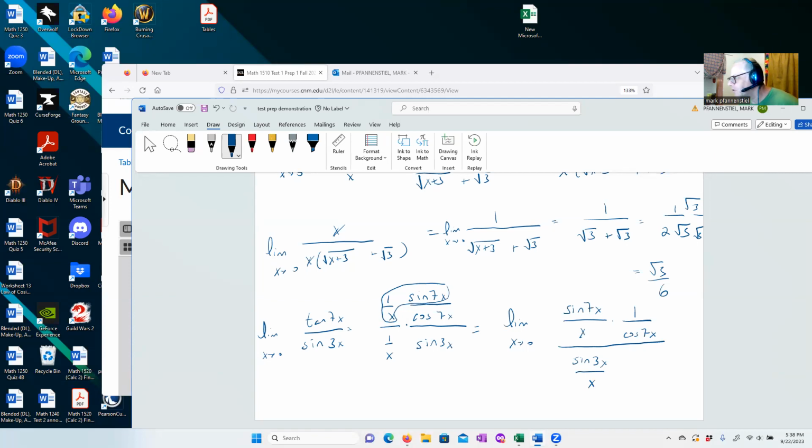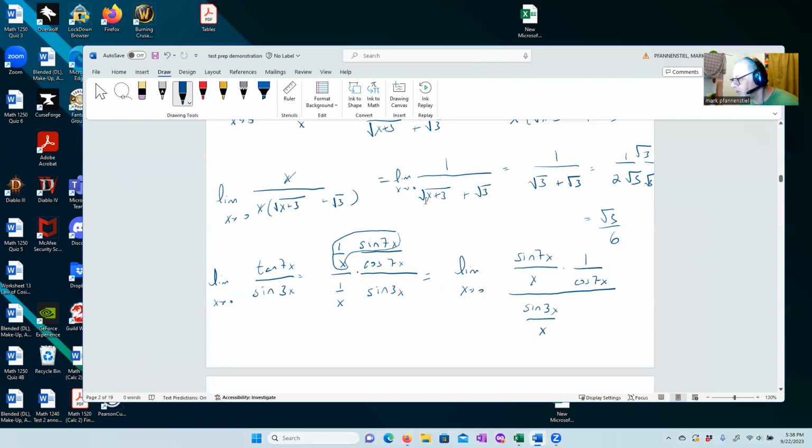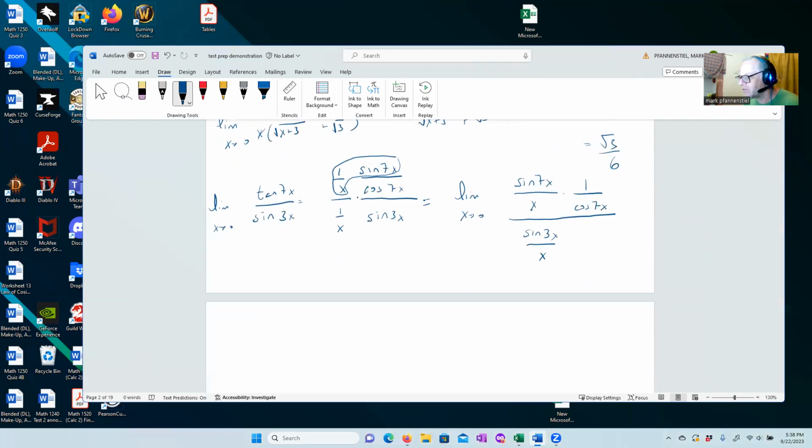Now this is almost, but not quite, one of the limits that we're supposed to know. We're supposed to know the limit of sine x over x equals 1. So we know this is true: the limit as x goes to 0 of sine theta over theta is equal to 1. So all we have to do is match the argument of the sine and the denominator here.